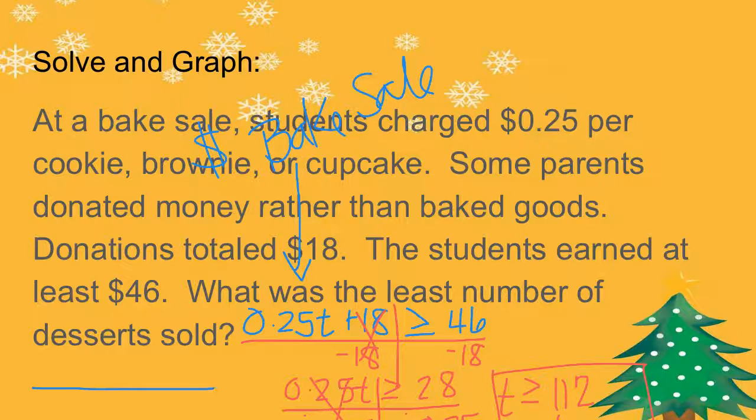When you go to graph that, 112 goes in the center, one more, one less. It could be equal to, but the number of treats is probably greater than, as well as equal to. So here's your graph.